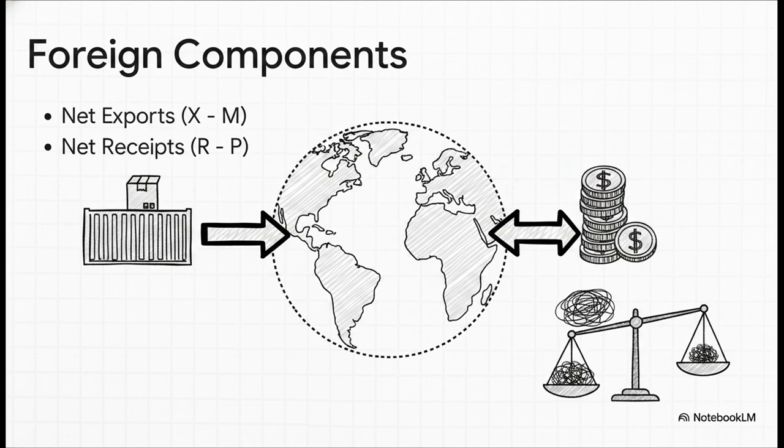First, we have net exports, which is simply the value of our exports minus our imports, often written in economics as X minus M. And second, we have net receipts, which just means the receipts from abroad minus the payments made abroad, or R minus P. These foreign components are essential ingredients if we want to get the true, complete national picture.